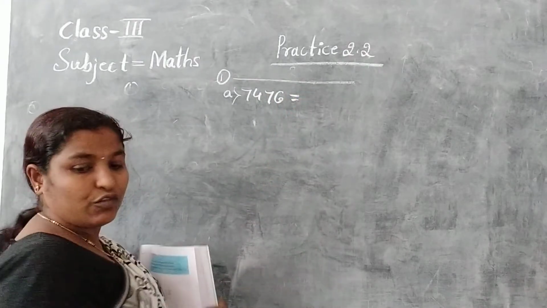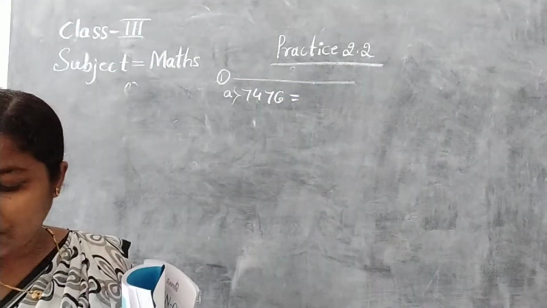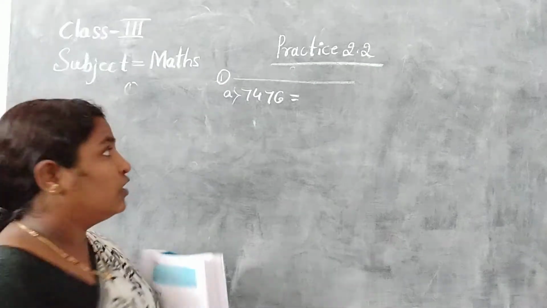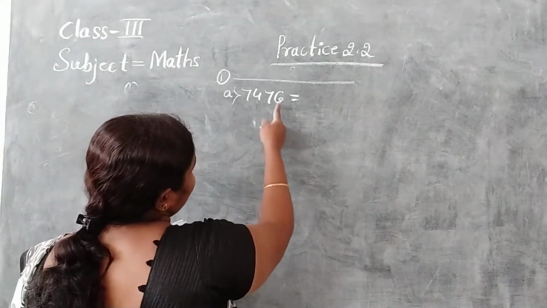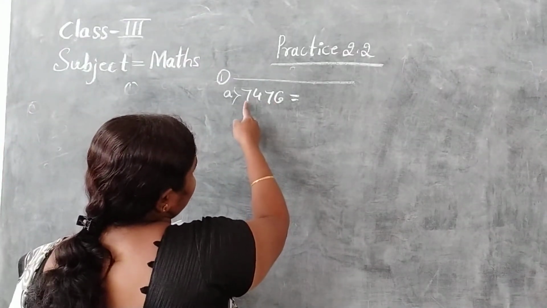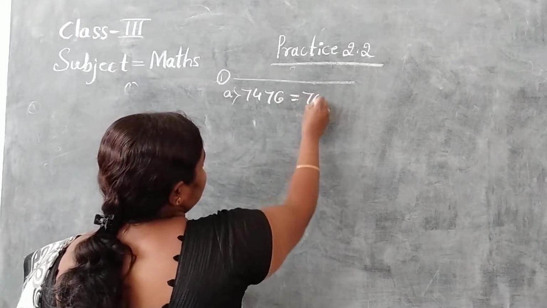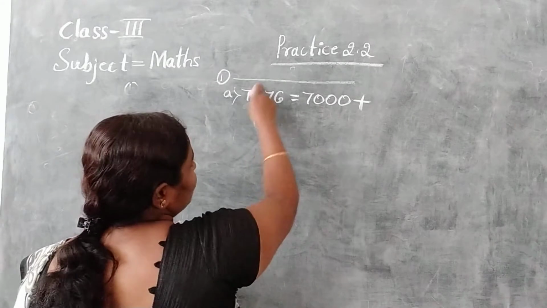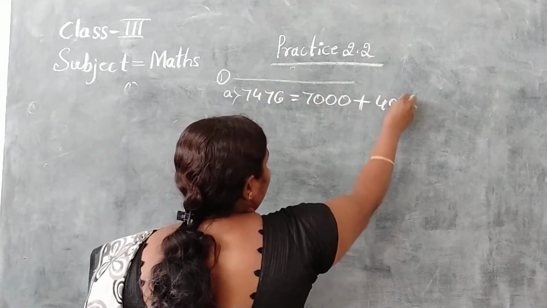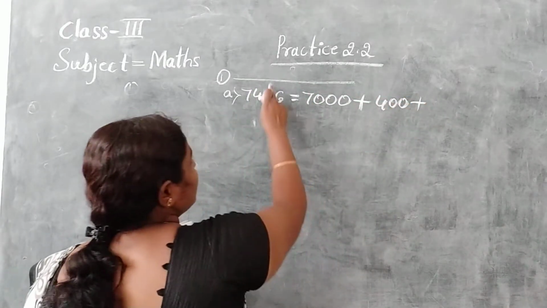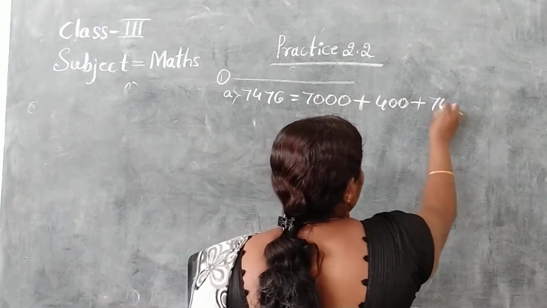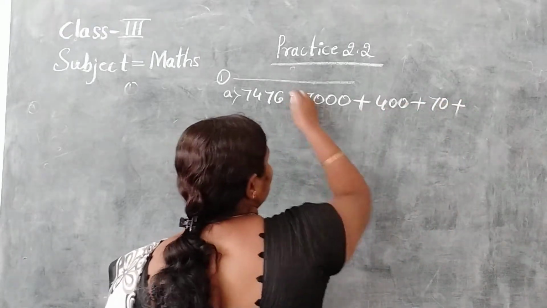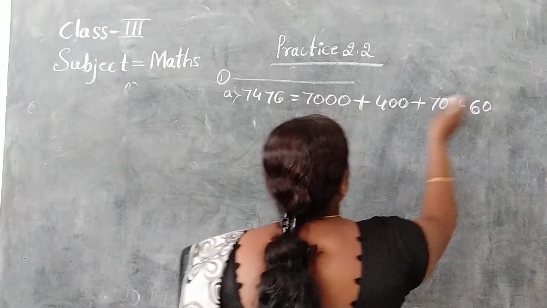7476. We have to write the expanded form of this. So see which place it is: ones, tens, hundreds, thousands. So 1000 into 7, 7000, plus 4 into 100, 400, plus 7 into 10, 70, plus 6 into 1, 6.